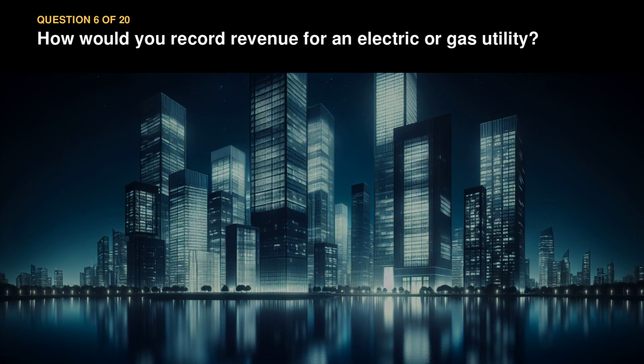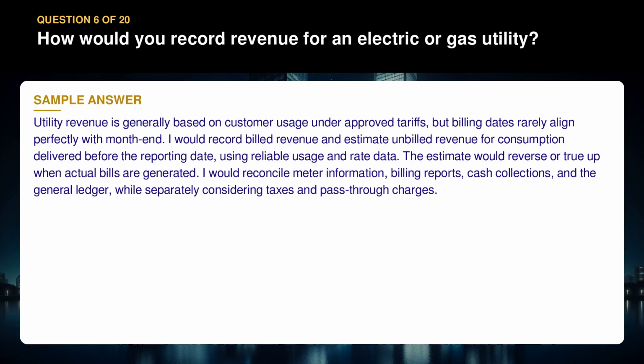Question 6. How would you record revenue for an electric or gas utility? Utility revenue is generally based on customer usage under approved tariffs, but billing dates rarely align perfectly with month-end. I would record billed revenue and estimate unbilled revenue for consumption delivered before the reporting date, using reliable usage and rate data. The estimate would reverse or true up when actual bills are generated.